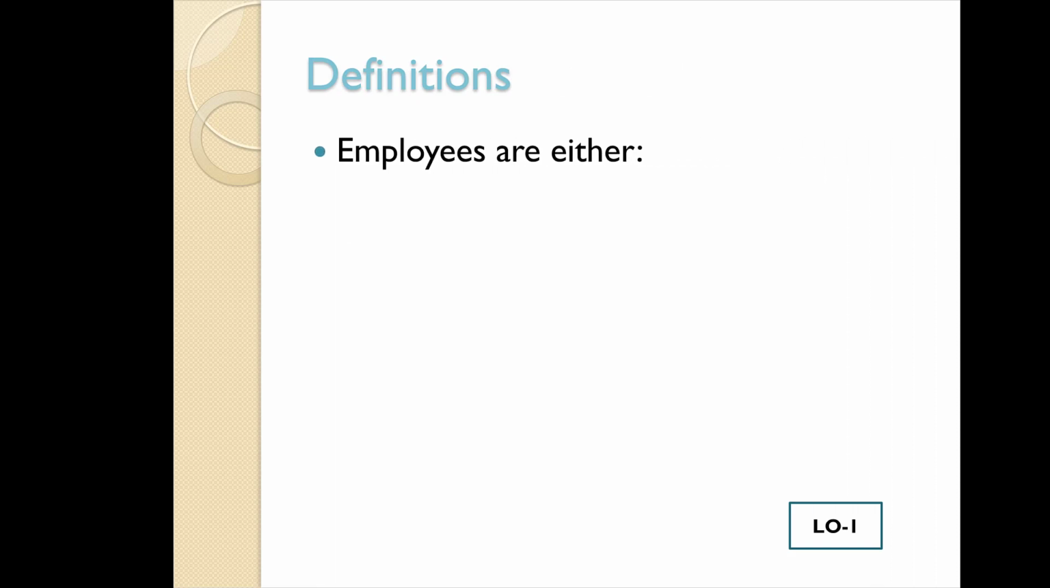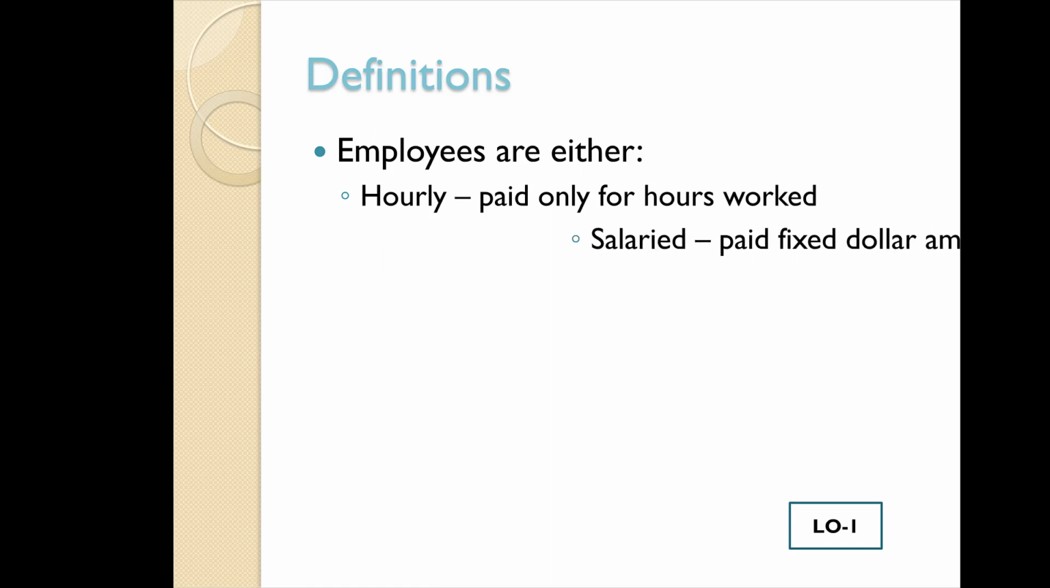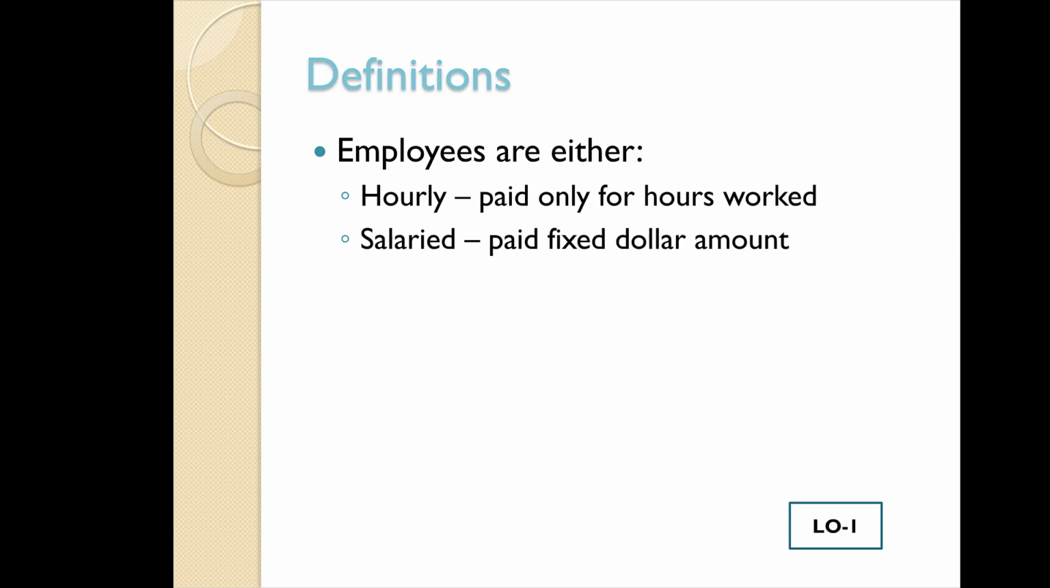But first, employees are either paid hourly. So if you're paid hourly, you are only paid for the hours that you work. If you work more than 40 hours in a week, you get paid for those extra hours. If you work only 30 hours in a week, you only get paid for the 30 hours, not the full 40 hours. Because remember, 40 hours is the standard work week: 8 hours times 4 days a week.